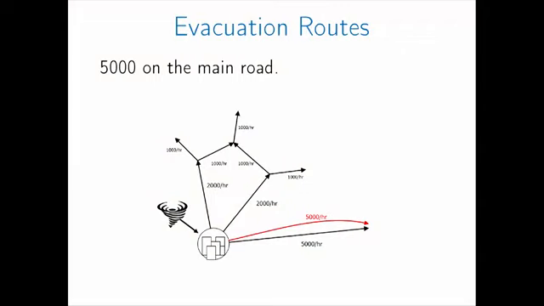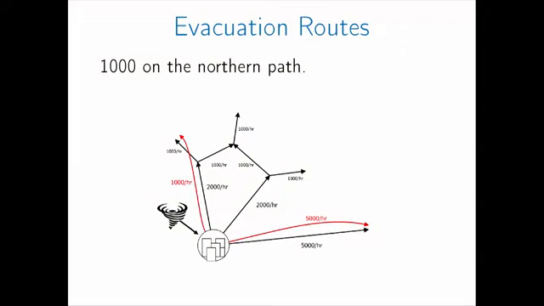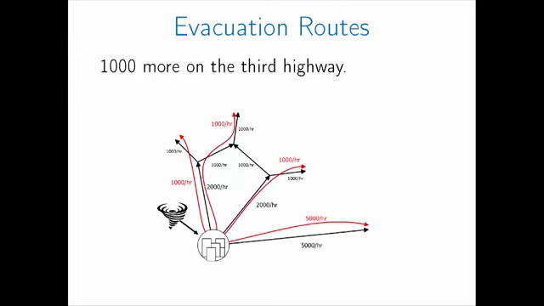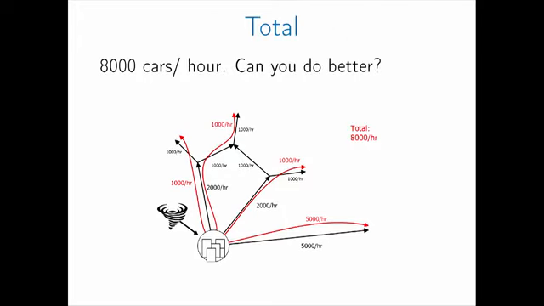Well, it's not hard to start playing around with this. We can take 5,000 cars an hour and send them out along the main road. We can send another 1,000 cars an hour along this northern path here. Another 1,000 cars an hour can go up on the northern road and then split off and join in on the merged road. And finally, another 1,000 cars an hour can go off on the third highway. Putting this all together, we have a total of 8,000 cars an hour that we can evacuate.